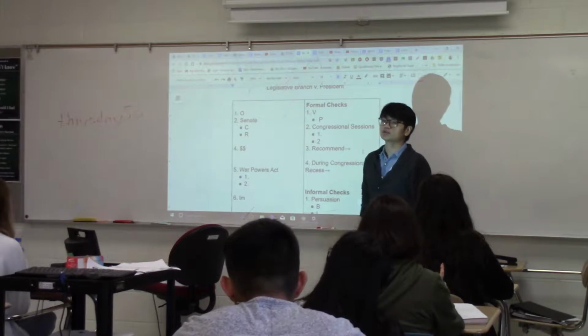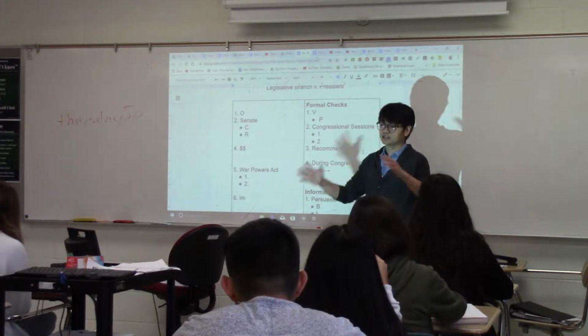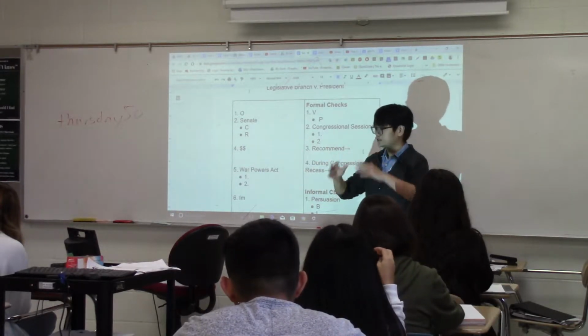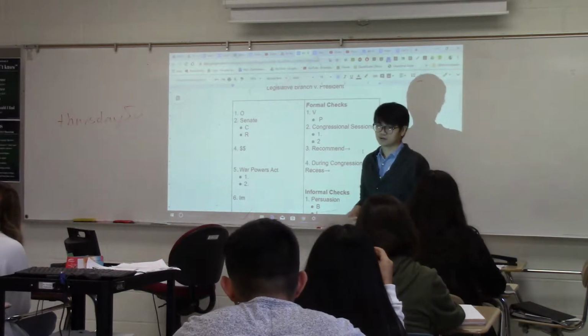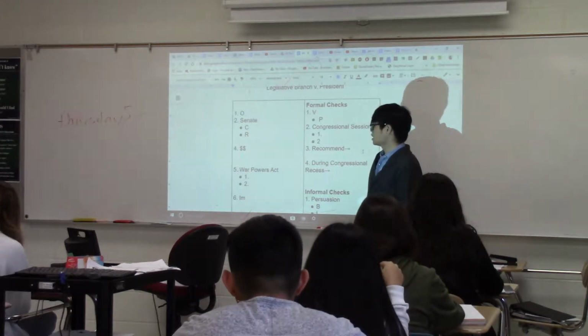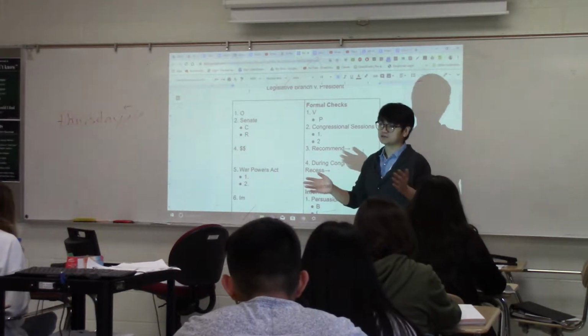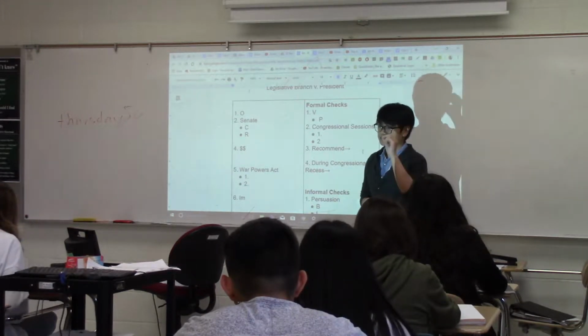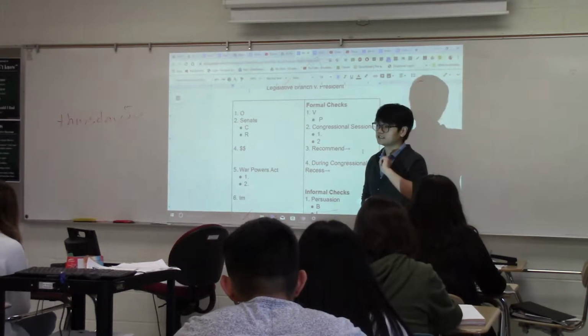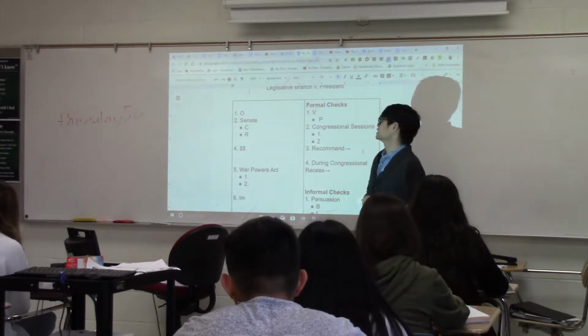And then what can he do with congressional sessions? Adjourn. He can adjourn them, or he can convene them, or he can make them meet. That's also a check on Congress. When Congress is on recess, what can he do? He can make executive appointments without whose consent? Without Congress or specifically the Senate's consent.